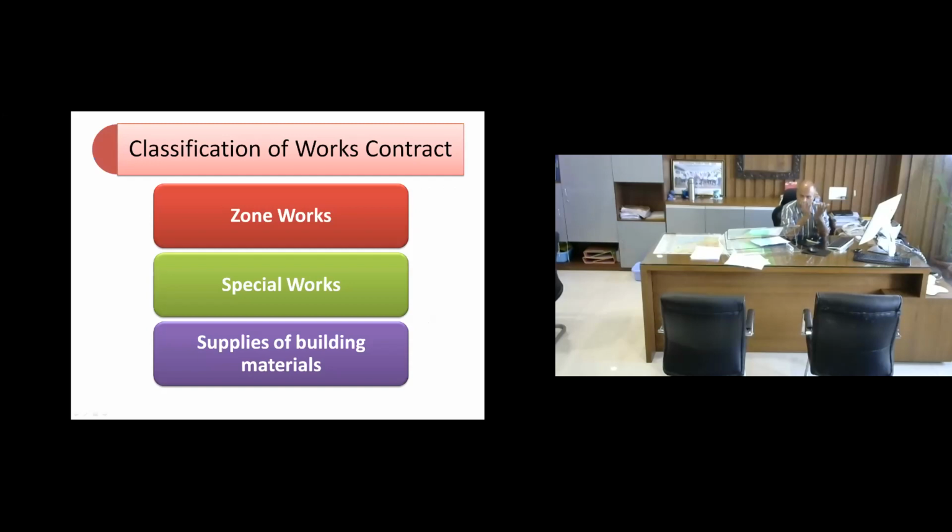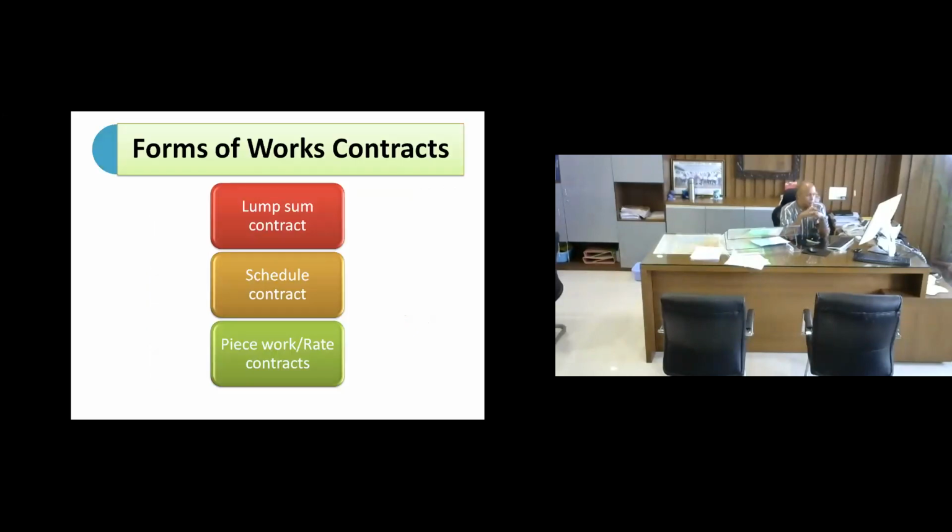Okay, classification of works contract. In old days we used to have, and still have, zonal works, then special works, then supply of building materials. These are traditional civil engineering contracts, but we have a wide spectrum of contracts these days for all the departments. We have service contracts, contracts for cleaning of platforms, contracts for housekeeping. So a lot of things have come up. And lump sum contract, civil contract, and piece work rate contract. Does anybody have any doubt about this? Please ask so that I can clarify what is a lump sum contract, what is a civil contract, what is a piece work or rate contract.